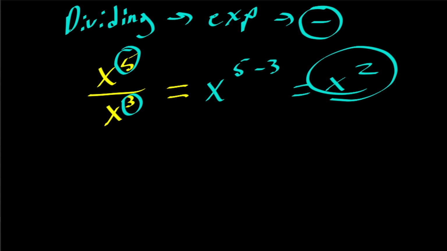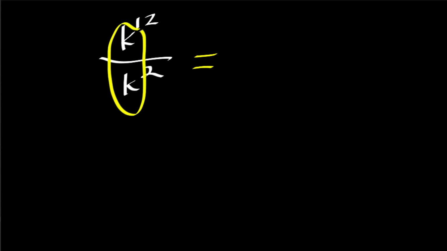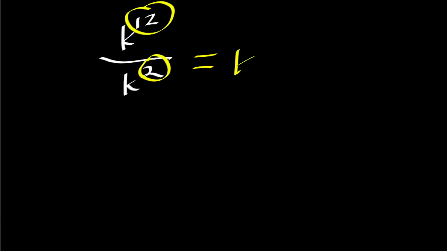All right, let's try a few more. Let's do k to the 12th over k to the 2nd. Once again, when we have variables that are dividing, as long as those variables are the same, we can subtract their exponents, and that gives us the answer. So k to the 12th divided by k to the 2nd is k to the 10th.